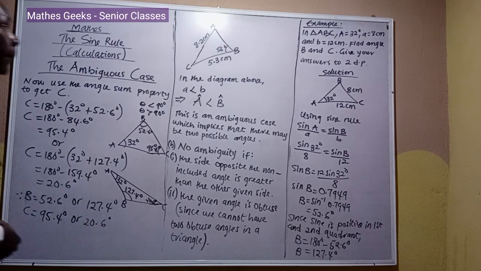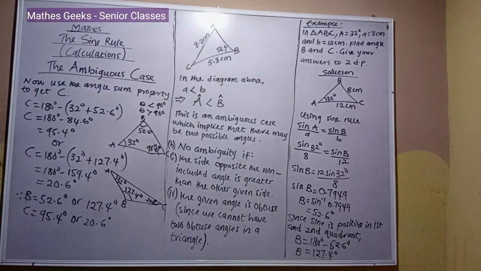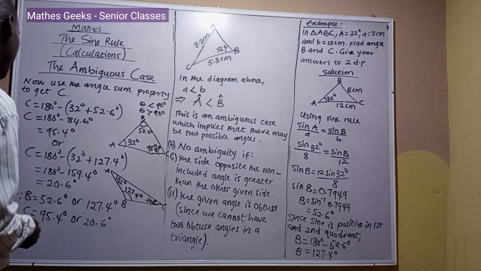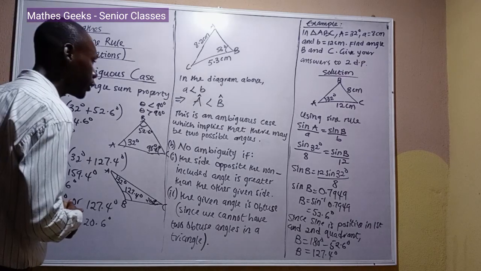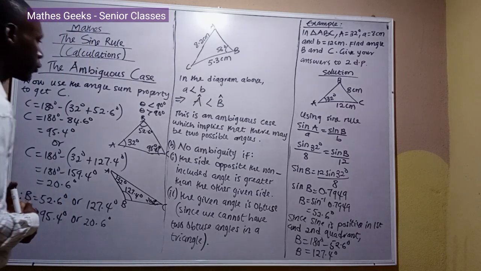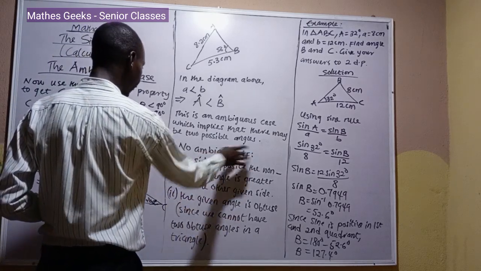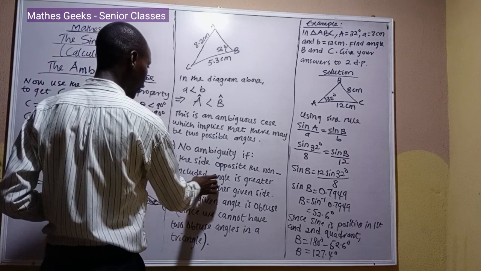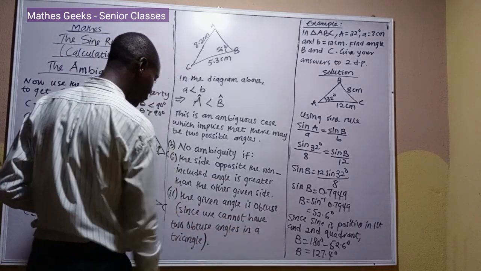So anytime two sides and a non-included angle are given, you must be careful with the way we go about the solutions. We are going to check if it satisfies the condition for ambiguity. If it does, then we provide two solutions. But if it doesn't satisfy the condition for ambiguity, then we also state it. And that condition is no ambiguity if, one, the side opposite the non-included angle is greater than the other given side, and two, the given angle is obtuse.